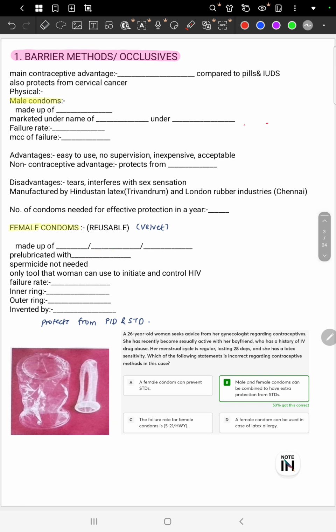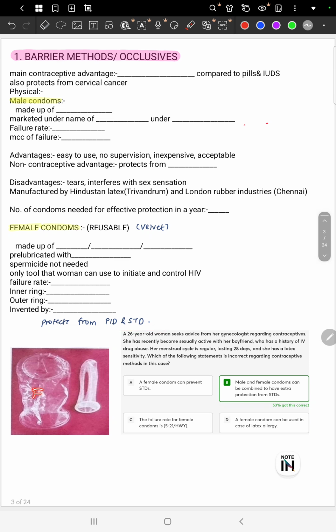This is the only tool which the woman can initiate on her own and control the spread of HIV infection. So this is very important. The failure rate, however, is 4 to 20 or 5 to 21 per 100 woman years. The inner ring covers the cervix, while the outer ring is present outside the vagina. It was invented by Danish MD Hessel. It protects from pelvic inflammatory diseases and sexually transmitted diseases.